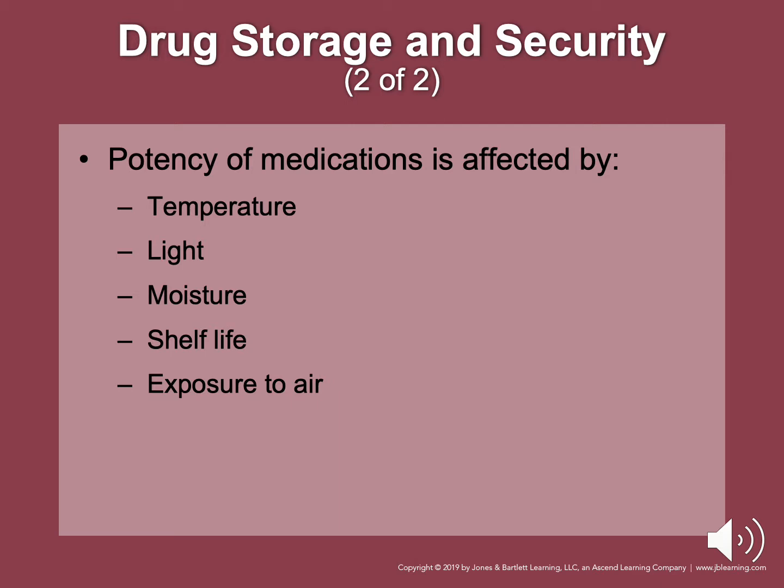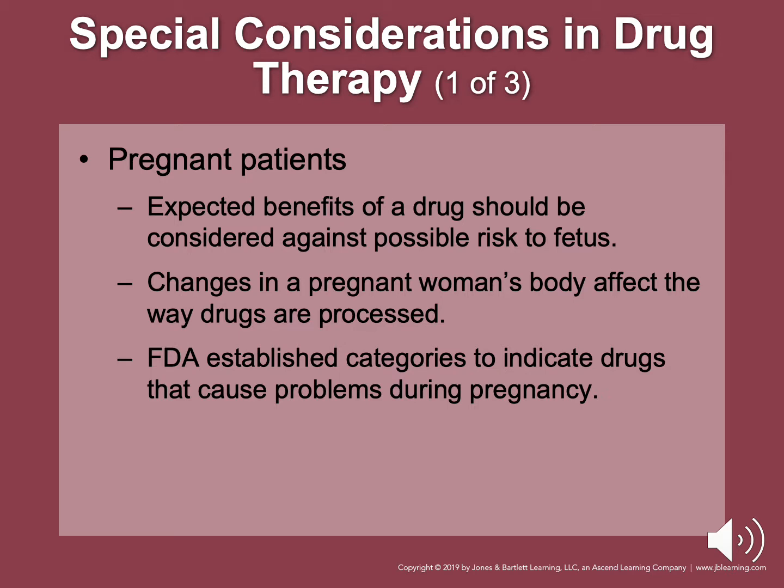All right, pregnant patients, expected benefits of a drug should be considered against possible risk to the fetus. Ask the patient whether he or she could be pregnant or not. So, prescription OTC drugs have potential to harm fetuses and newborns. Changes in pregnant woman's body affect the way drugs are processed and may increase the chance of harm. Metabolism of drugs in the liver is decreased, increased rate of excretion itself.